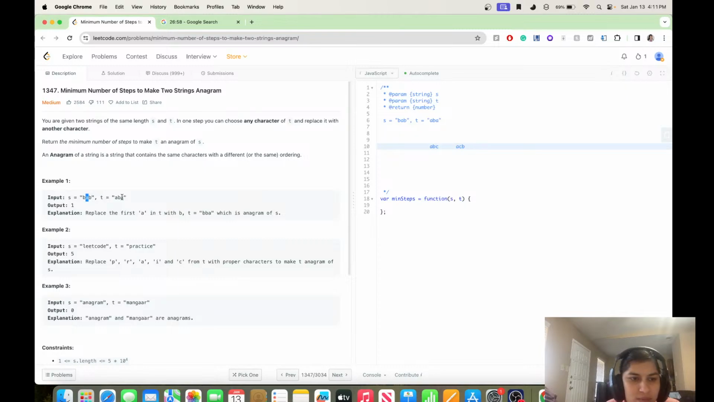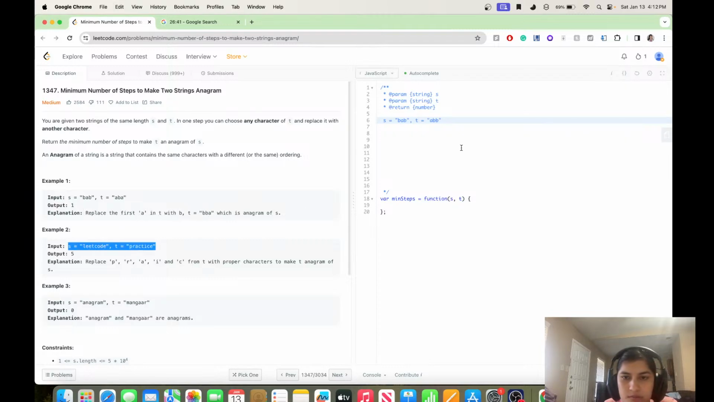In this case, BAB and BAA. In this case I just need to replace, because there are 2 b and 1 a, and here it is 1 b and 2 a, so I need to make 2 b, so I just need to replace one character only.